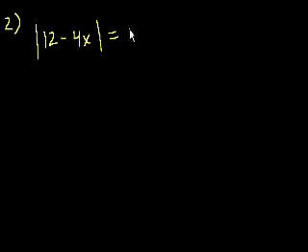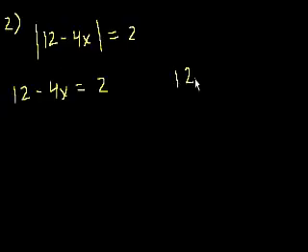Problem 2. Let me switch colors to make things interesting. And there's a similar type of problem. What are the possible values of x in, see, the absolute value of 12 minus 4x is equal to 2. Same logic. 12 minus 4x could be 2, right? The absolute value of 2 is 2. So you get 12 minus 4x is equal to 2. Or 12 minus 4x could be minus 2, right? Because the absolute value of minus 2 is 2. So then you get 12 minus 4x could be equal to minus 2, right? So this is an or proposition.